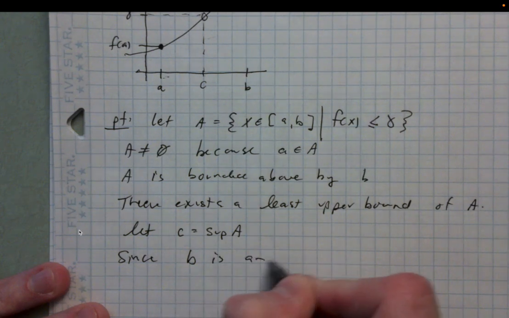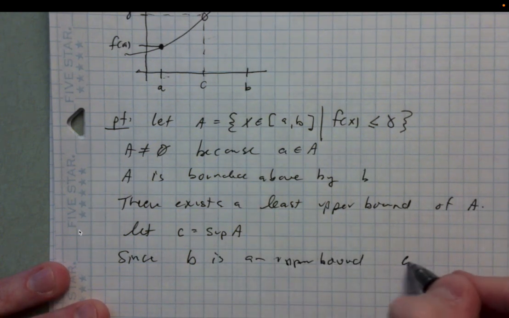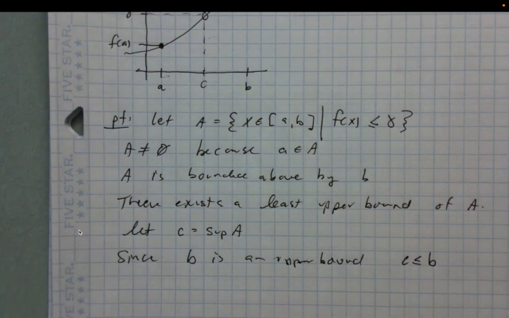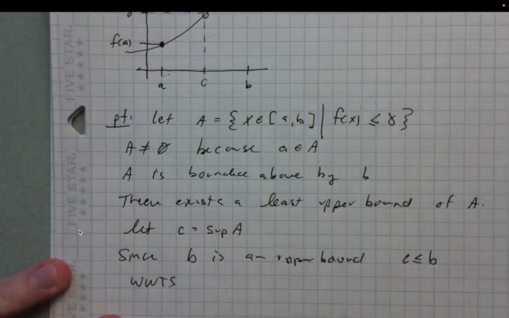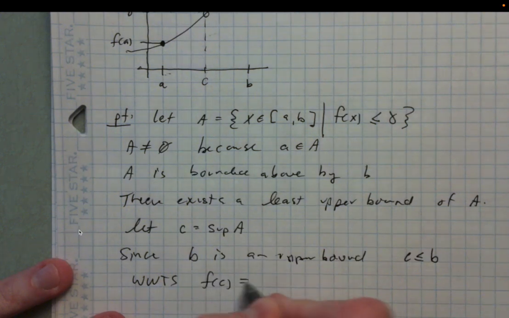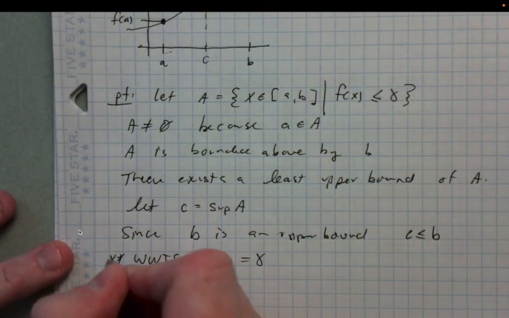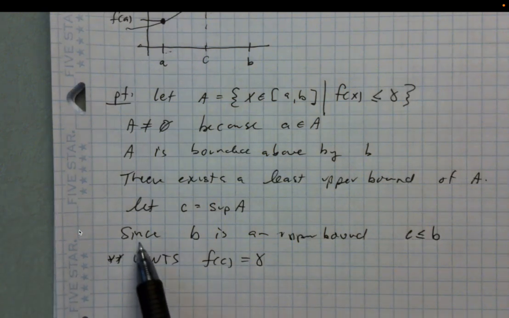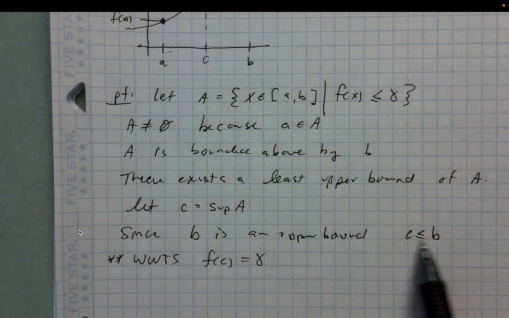Since b is an upper bound, we know then that c must be less than or equal to b. As I just said, we wish to show that f of c is equal to gamma. That's really what we're after, isn't it? This is the thing we're trying to get to. We need this information as well, though. B is an upper bound. C is the least upper bound. It must be less than or equal to B.